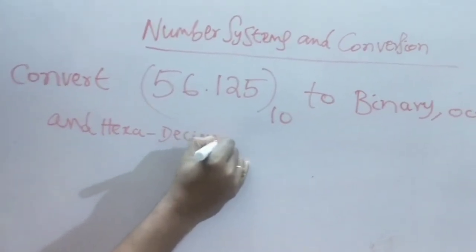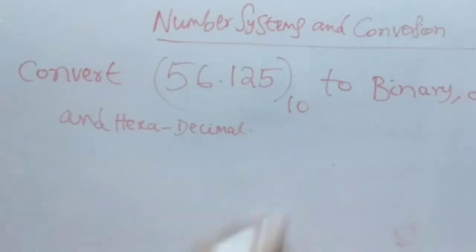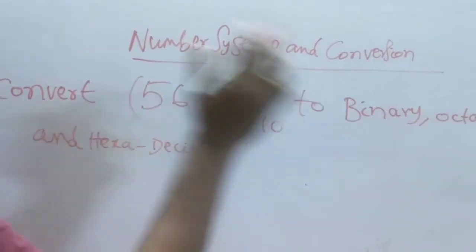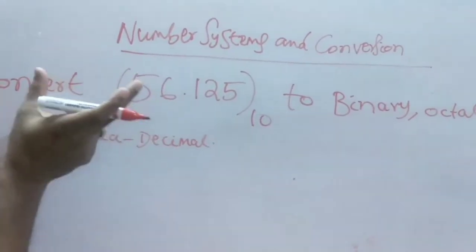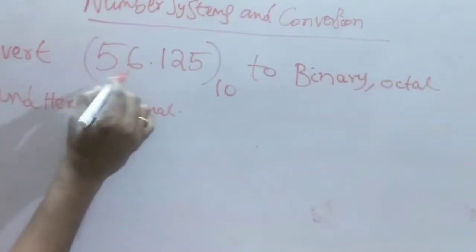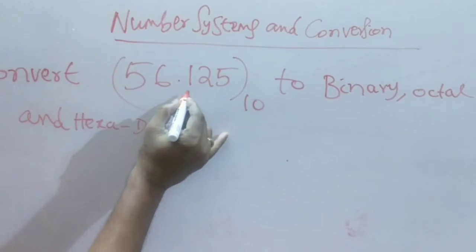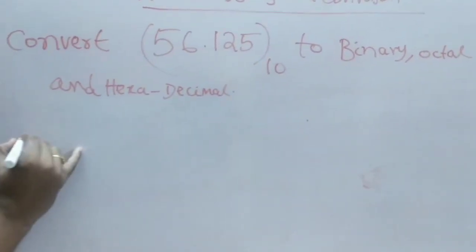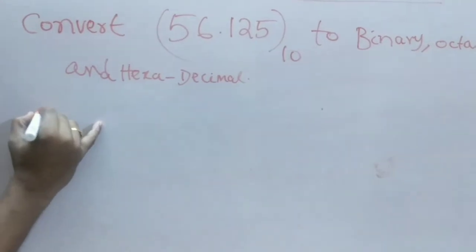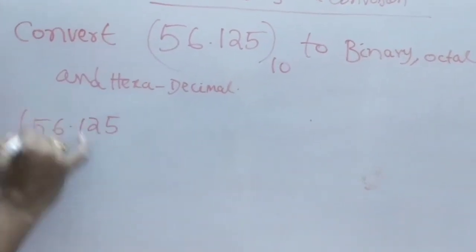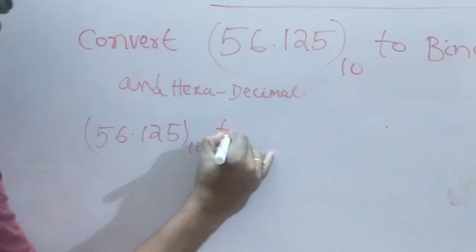The procedure is very much the same. First we will do the conversion of decimal numbers to binary. You have to do it separately for the integer part and the fractional part. What is the integer part? 56. The fractional part is 0.125. For the integer part, what do we need to do? 56.125 base 10 to binary, right?